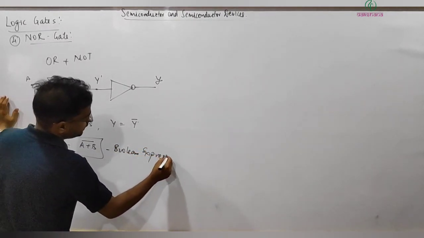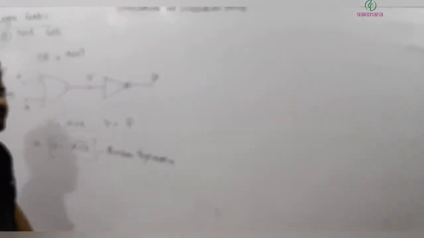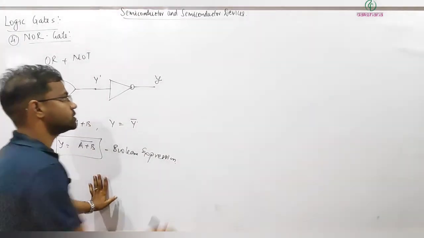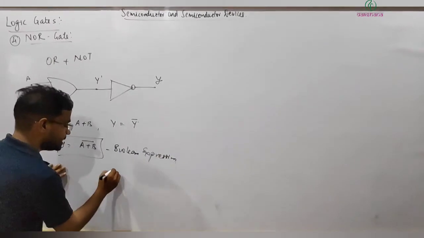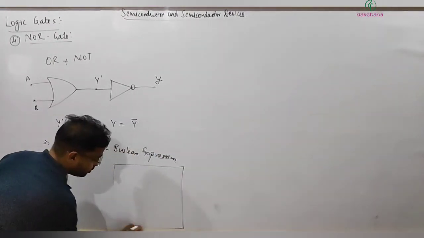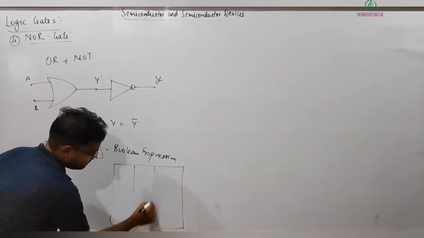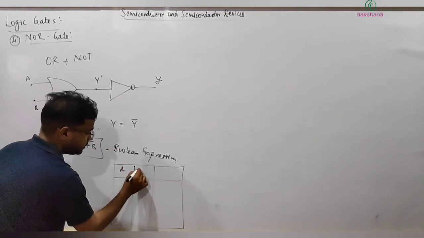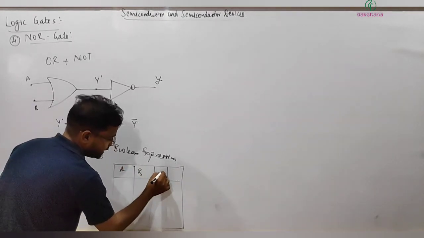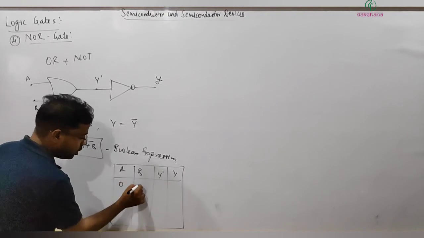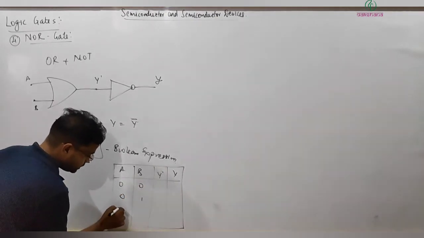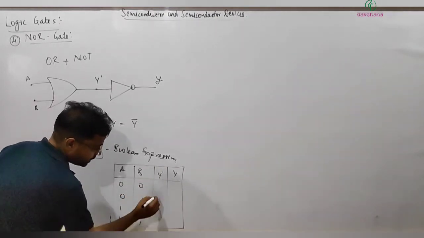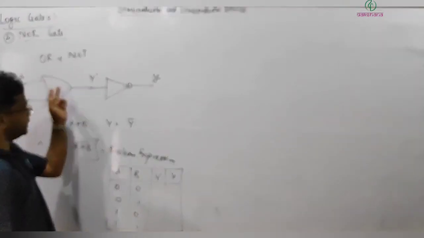So NOR gate is basically the inverse of OR gate. Whatever output you are getting in case of OR gate, just inverse that, then it will be your NOR gate. So the truth table we can form easily. This is A, B, and let me write Y prime and then Y. So OR gate 0 1 1 1 0 1. Then in case of OR gate, what is the output here?